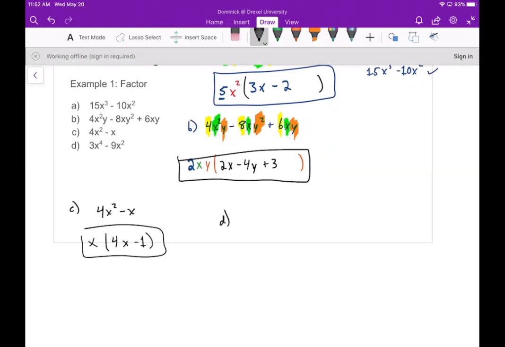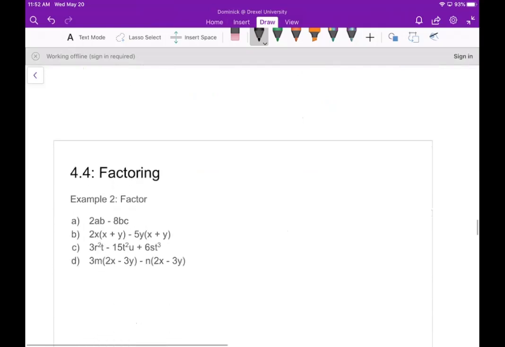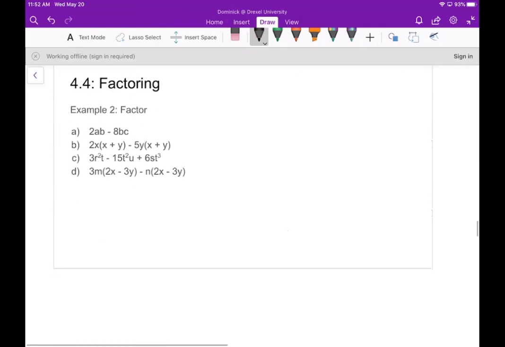And then for part D, we have 3x to the 4 minus 9x squared. So it looks like for my numbers, I could take a 3 out, and for my x's, I could take an x squared out. So we're going to end up with an x squared and then minus 3. Okay, so hopefully those aren't too bad. All right, I want to look at a couple more of these.